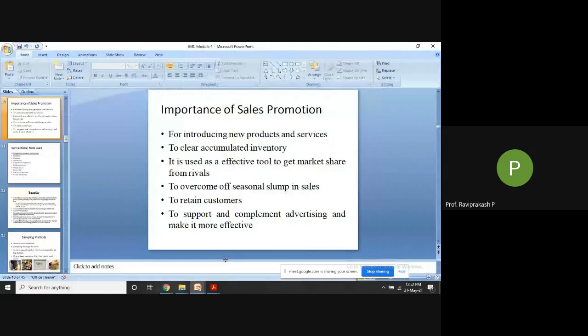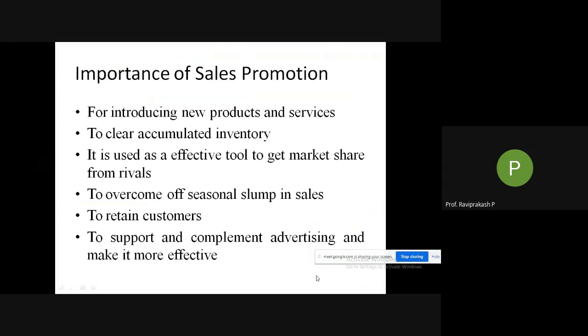So, as you already know, we are in our fourth module. Three modules are already completed, and one class of module four is also complete. So, we are into the second class for module four. In the previous class, we had completed the importance of sales promotion. So, what are all the important things in this?